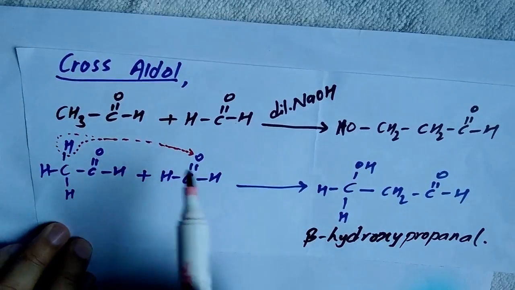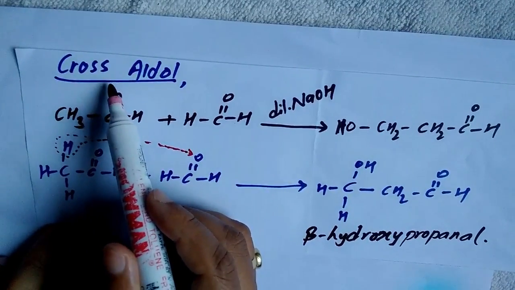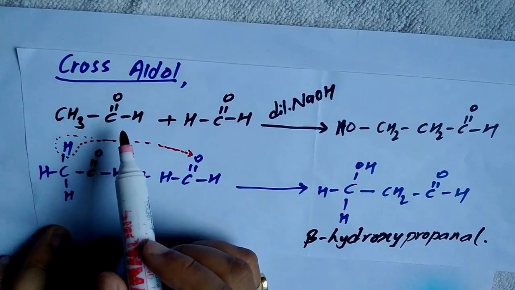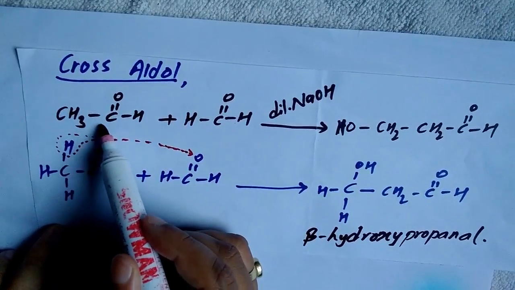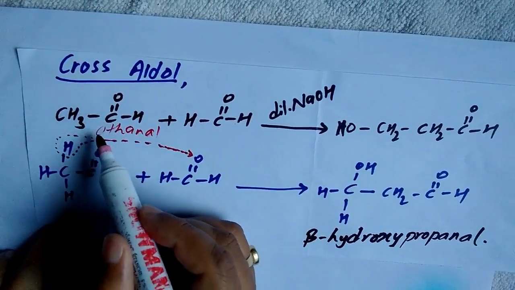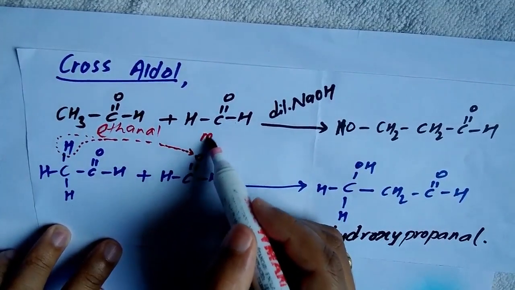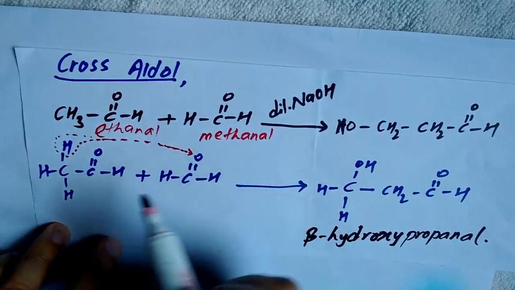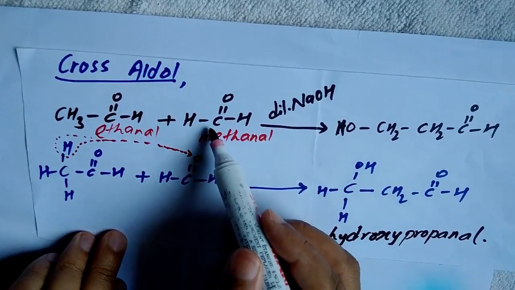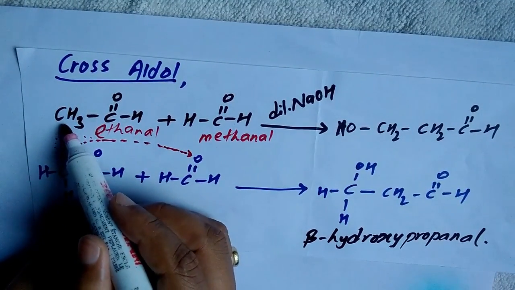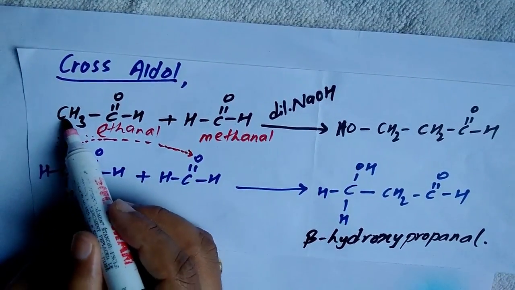In cross aldol condensation we use two different aldehydes or ketones. Here we are taking one ethanal, and this is a methanal. This methanal does not contain alpha hydrogen, this ethanal contains alpha hydrogen, so we have to remove alpha hydrogen from this side.